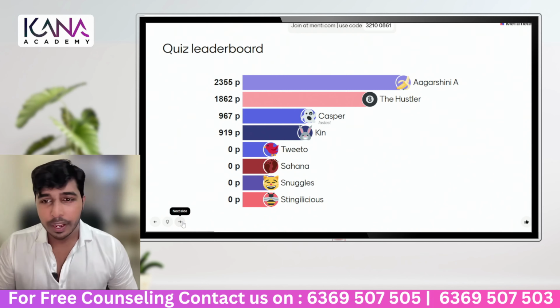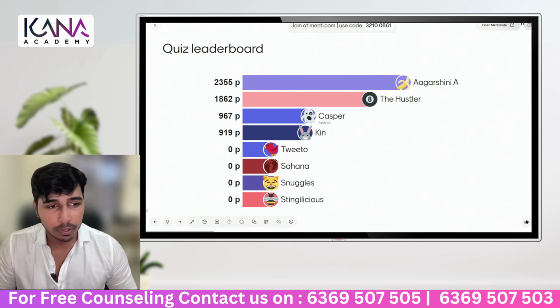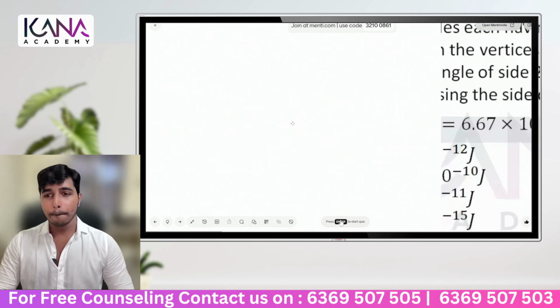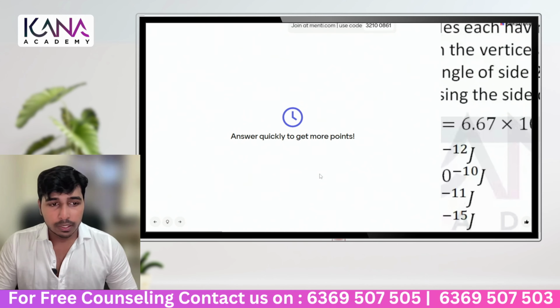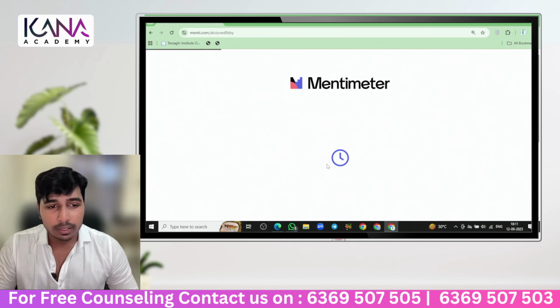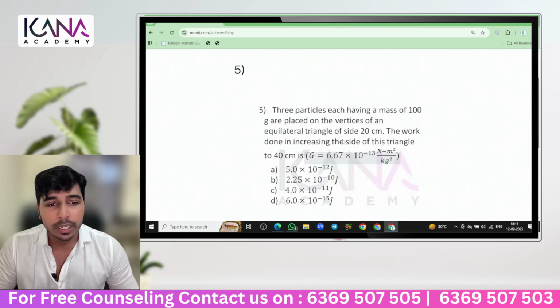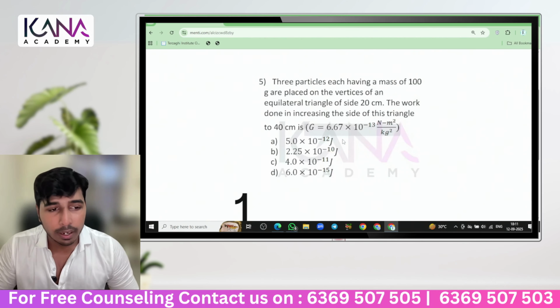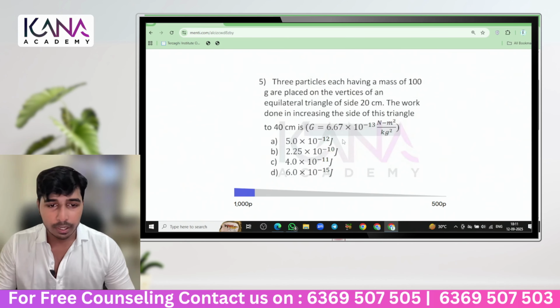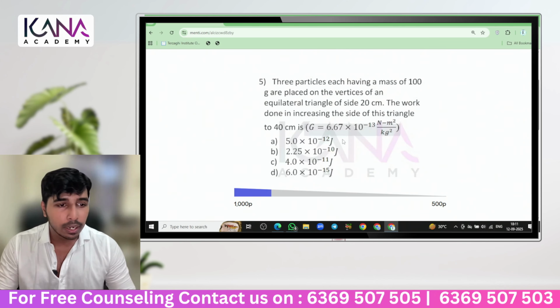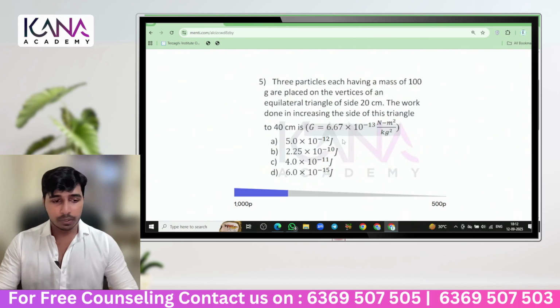So question number 5 out of 25 MCQs. So this is the fifth question. Three particles, each having a mass of 100 grams, are placed on the vertices of an equilateral triangle of side 20 centimeter. The work done in increasing the side of the triangle to 40 centimeter is, G equal to 6.67 into 10 to the power minus 11 N m square per kg square. So the options are below.